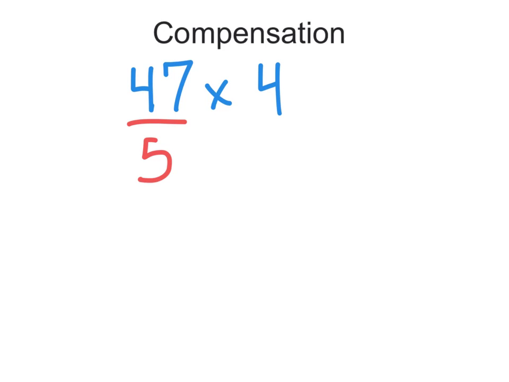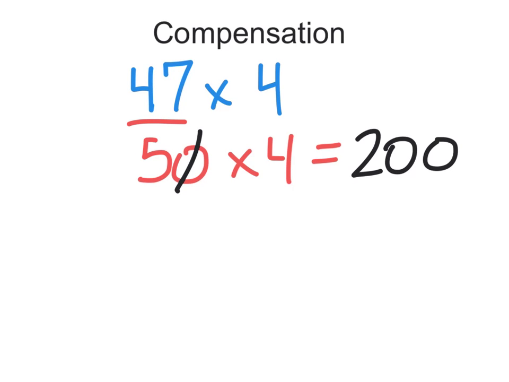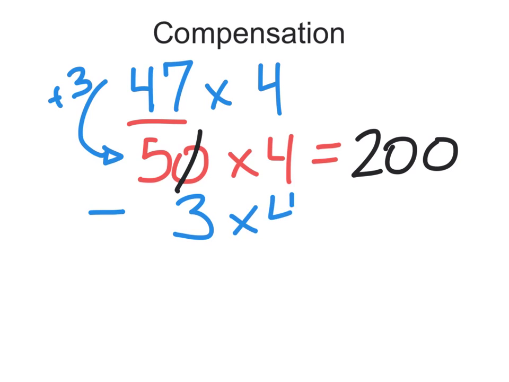Let's say that I have 47 times 4. Well, a number that's close to 47, that's a compatible number or a multiple of 10, would be 50. So I'm going to change 47 to 50. 50 times 4, I do my strategy of crossing out the zeros, and I get 200. Now, because we went from 47 to 50 and we added 3 groups, now I have to subtract 3 groups of 4 so that I get back to 47, because 50 minus 3 is 47, and that's the original number we started with.